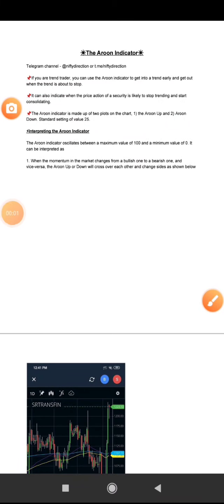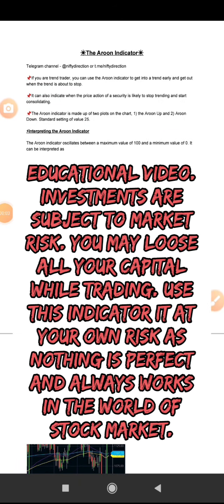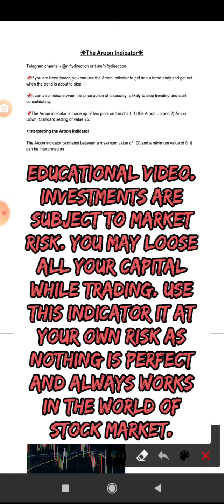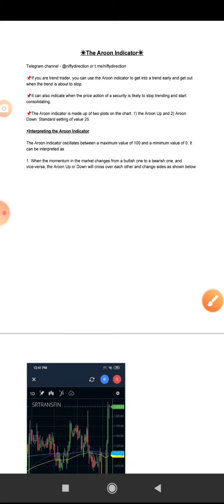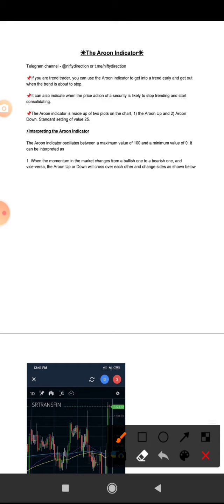This is Nifty Direction recording video on Aroon Indicator. So Aroon is a trend indicator. By trend, I mean it gives us an idea whether the trend is up or down. Based on that we can take a decision whether we have to enter a stock or sell the stock, right? So it's a trend indicator.